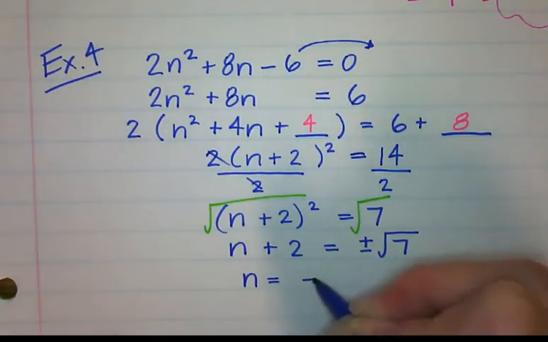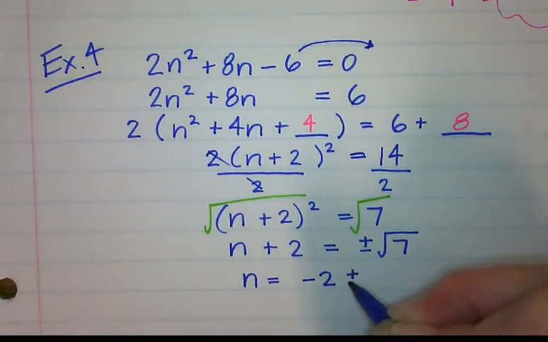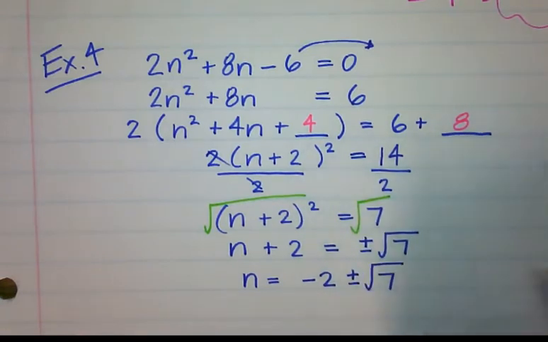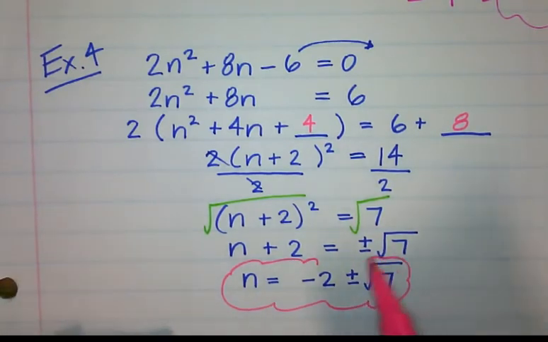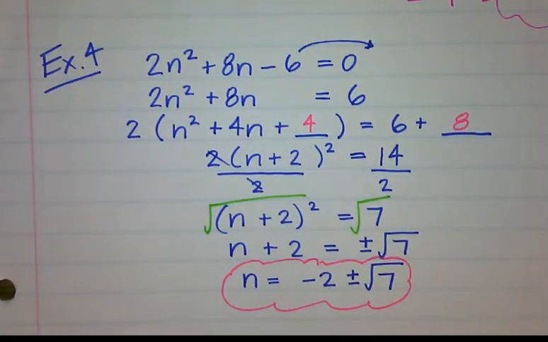So n is negative 2 plus or minus square root of 7. And that is our solution for this one. And again, it looks similar to the type of problem you would get from a quadratic formula.